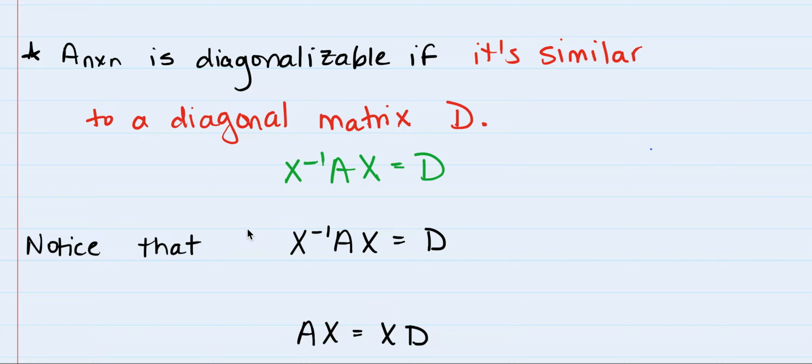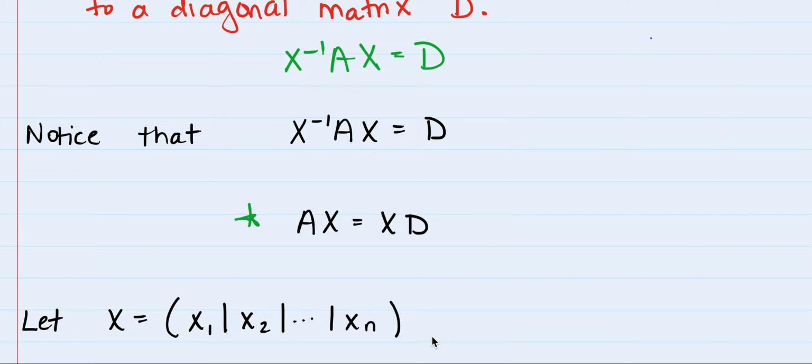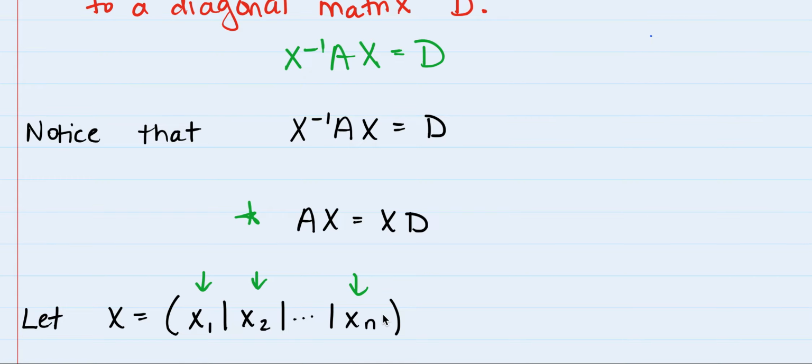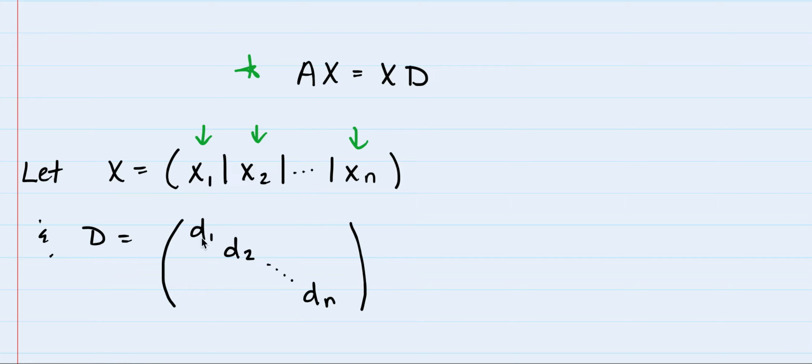So we multiply the left and the right by X, and we get that A times X is equal to X times D. Well, X is an invertible matrix, and we're going to label the columns of X as X1 through Xn. So these are columns. And since D is a diagonal matrix, we can label the diagonal entries like this, D1 through Dn, and everything else is 0.